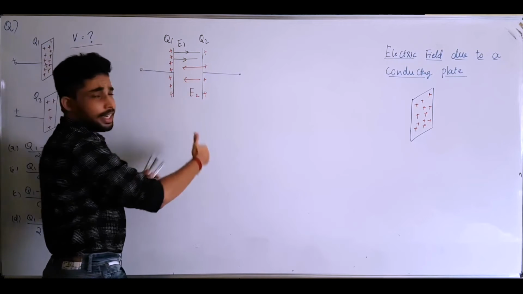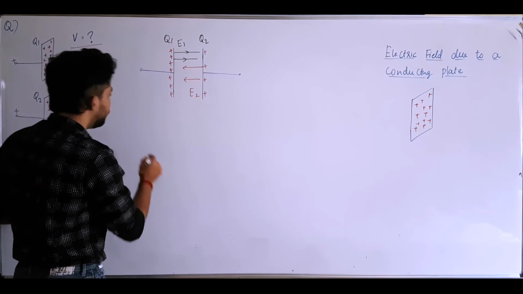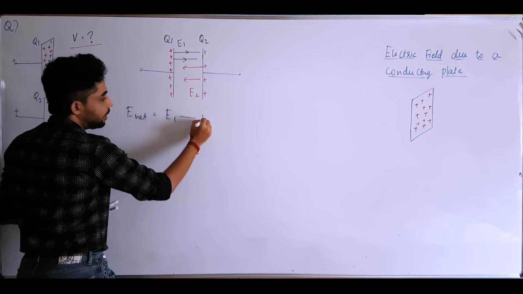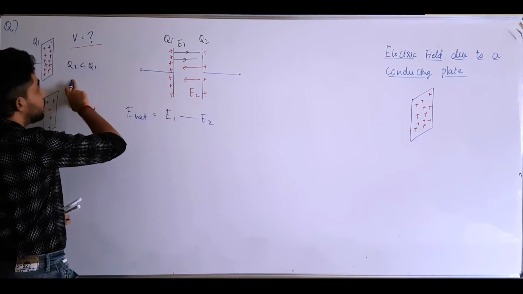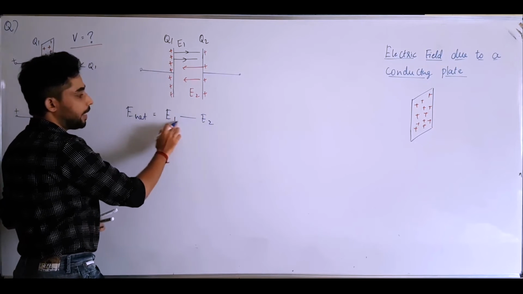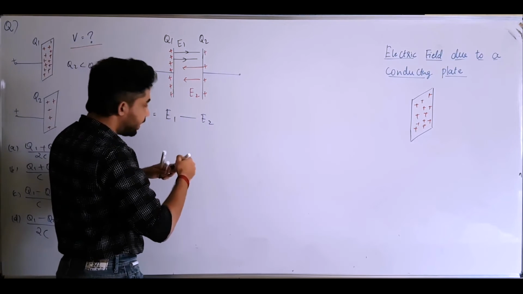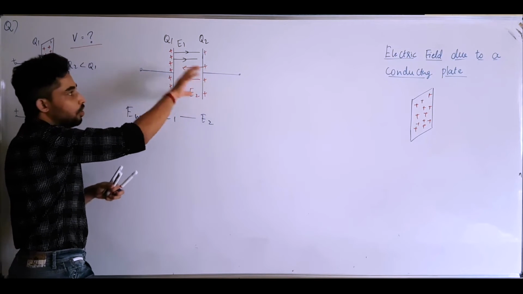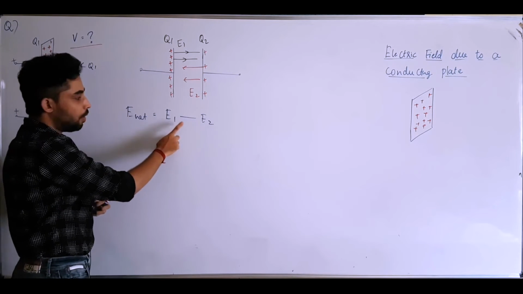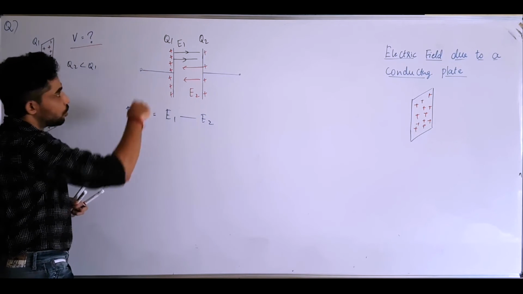As you can see, E1 and E2 are in opposite directions, so we are going to get a net electric field which is E1 minus E2. Since the charge stored in Q1 is greater, the electric field of this plate Q1 is going to be greater than the second one, so more electric field will be there and less here. Some of them will get cancelled and the net electric field will be in this direction. So let's try finding out the electric field due to Q1.